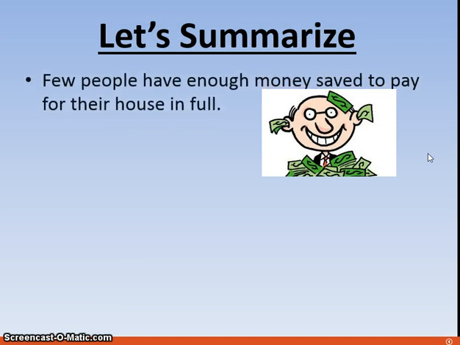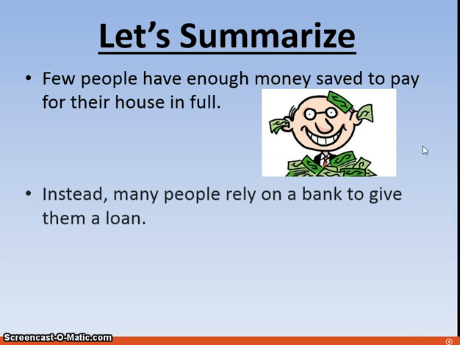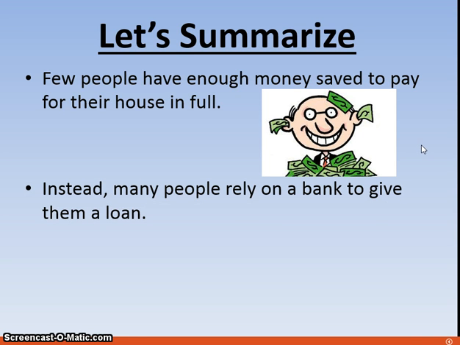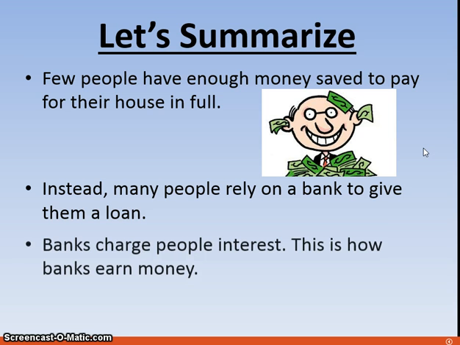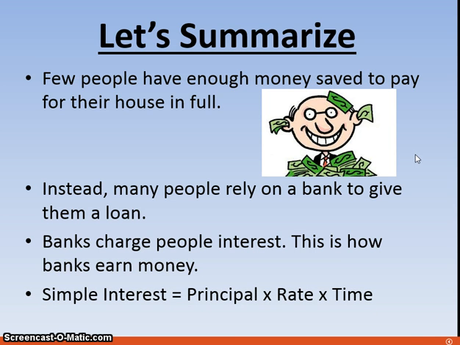So let's summarize. Few people have enough money saved to pay for their house in full. Instead, many people rely on a bank to give them a loan. Banks charge people interest. This is how banks earn their money. And that interest, if it's simple interest, is calculated by principal times rate times time, where principal is the amount of money that you borrow, the rate is the interest rate that they're charging you, and T, which is time, is the number of years that you plan to borrow the money.